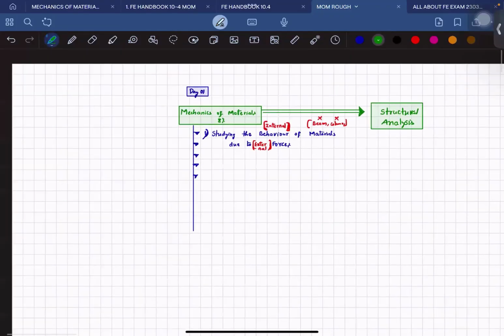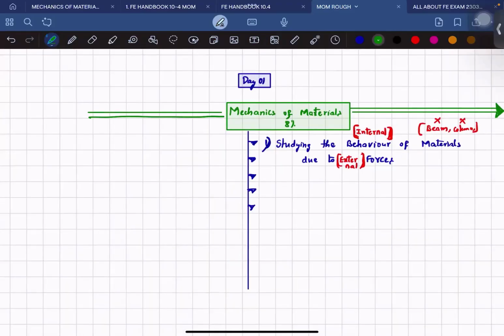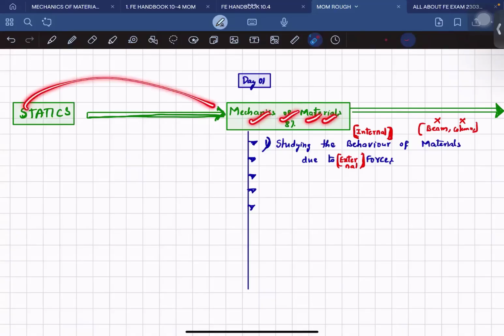What was the previous subject that comes before this mechanics of materials? Where we study, rather than stress, only force. Yes, you are right. The prerequisite subject for mechanics of materials is statics, which all of us have studied except two of our friends. But anyway, whatever subject I teach includes all the basic topics from here, so no need to worry.